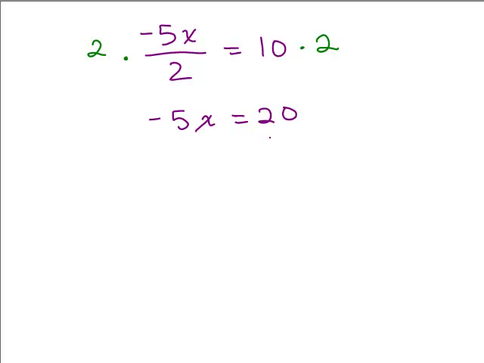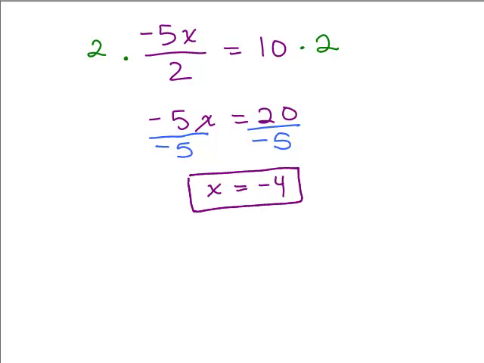And now I have an equation without fractions, so let's divide by the coefficient of x, which is negative 5. And we get our answer of negative 4. Make sure, of course, you divide by negative 5, not positive 5. All right, so how about if we would do it a little bit differently?